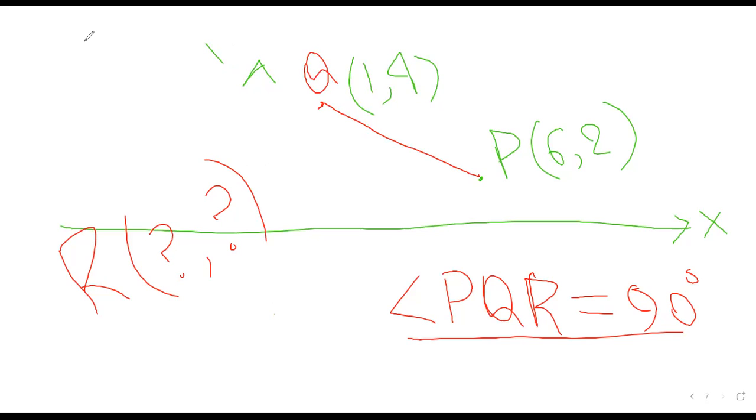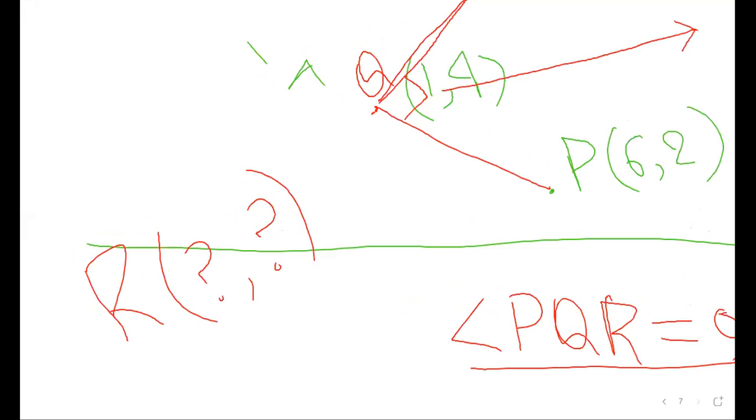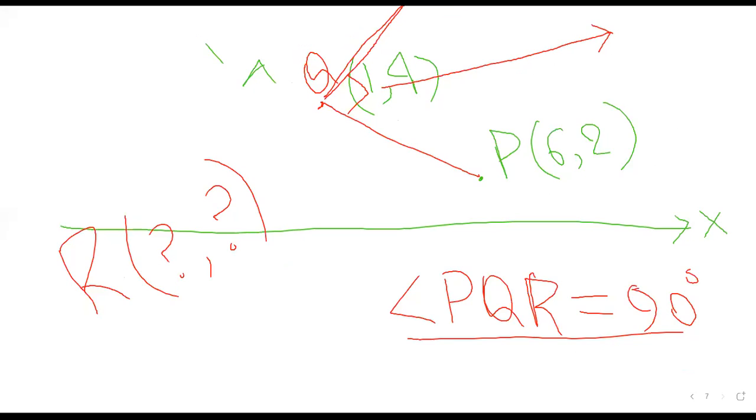we will have to draw the perpendicular. This will be the perpendicular. And after that, if you join that point to that one, that side must be the hypotenuse of this triangle, and that must be the largest side, the longest one.